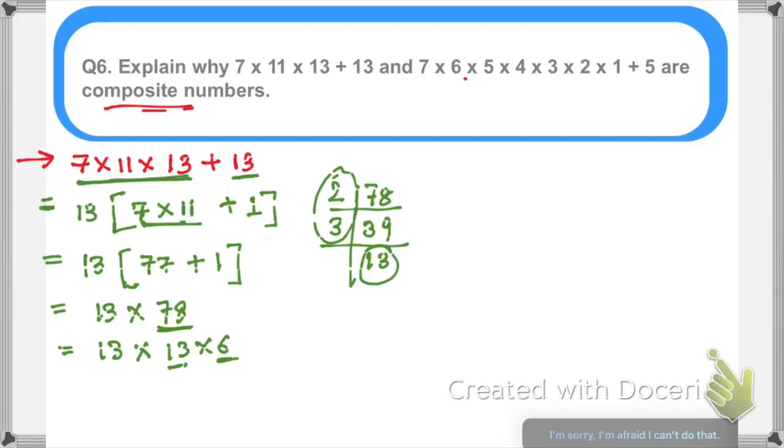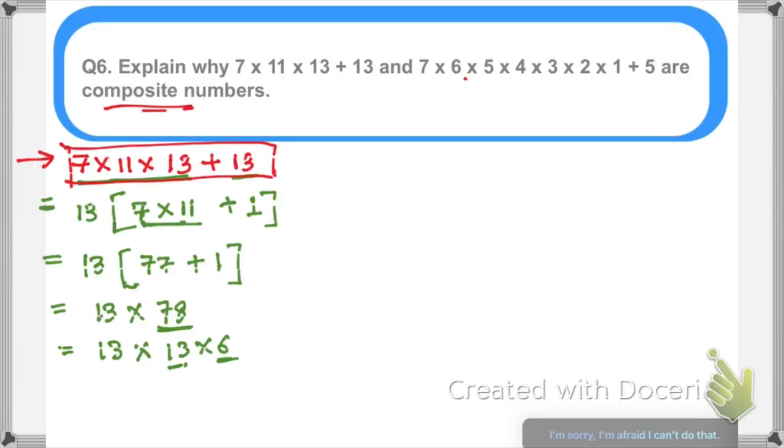Okay, so here you got that the factors of this expression are 13 into 13 into 6. So we have more factors, like we have got 2 factors, that is 13 and 6, except one we have got 2 more factors, and that is what composite numbers are. So this expression is definitely a composite number expression.